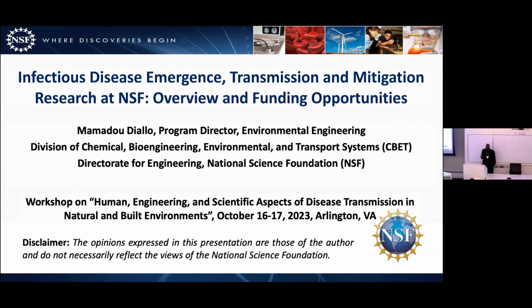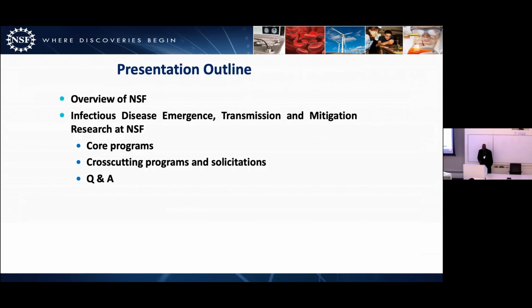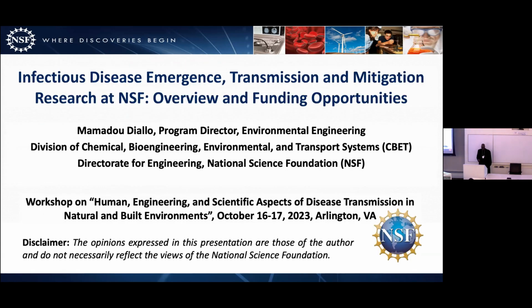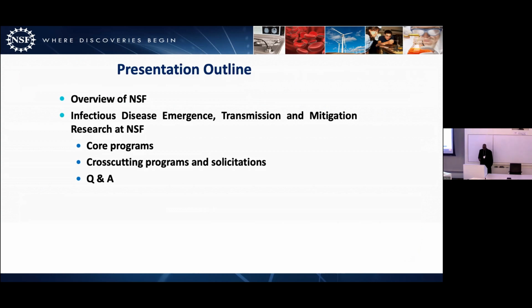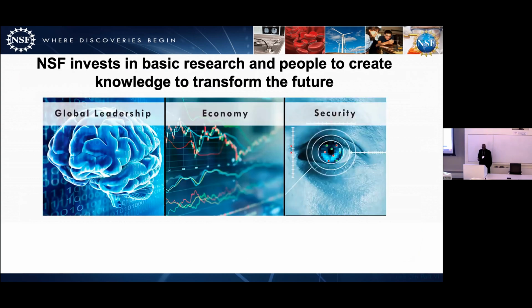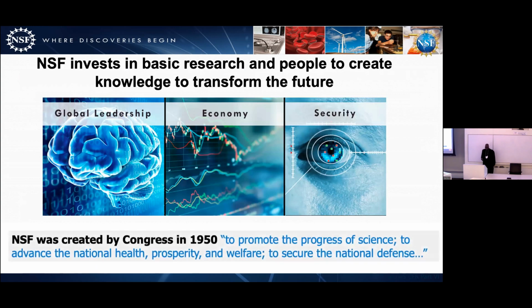Next slide, please. Okay, great. All right, so first, I'm going to give you an overview of NSF and how it's organized for the purpose of saying that if you want to do something, where do you go? And then at NSF, we actually fund infectious disease research, emergence, transmission, and mitigation. So we fund them through the core programs, and we fund them through cross-cutting program and solicitation. So first, an overview of NSF.